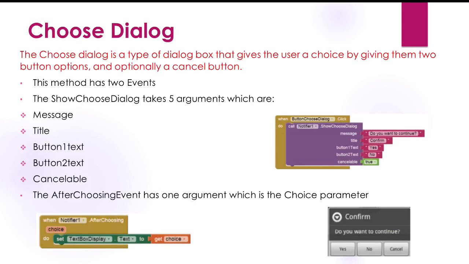This emulator's title is confirmed. Its message is do you want to continue? And the choice given is a yes, no, and cancel button. And this is how the choose dialog's emulator usually looks like. An example of this dialog would be that if the user clicked the no button, then the after choosing event would display a no.